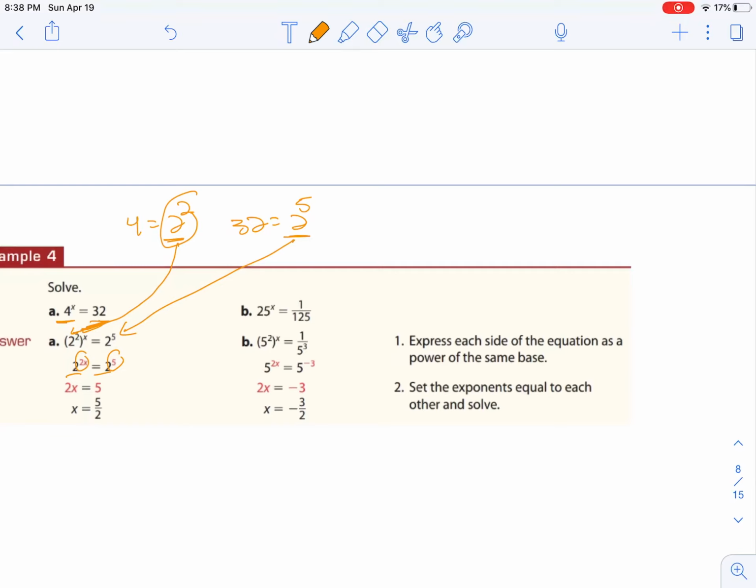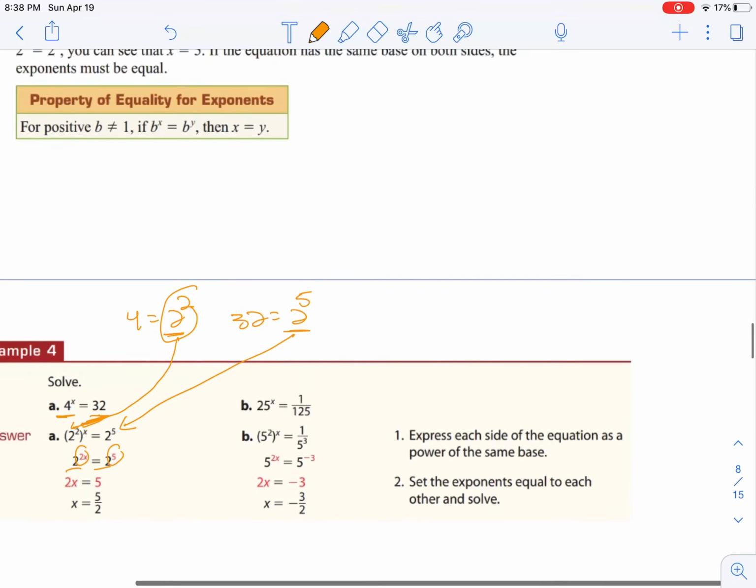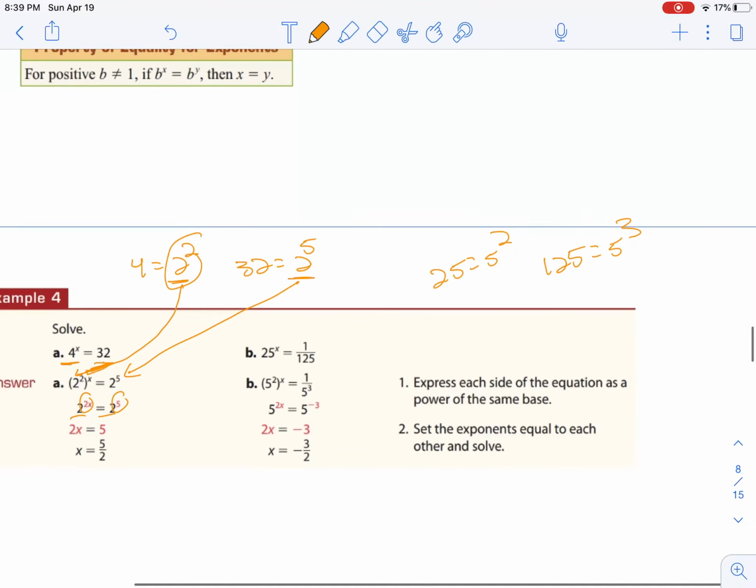So we have 25 to the x equals 125. I think you can recognize that 25 is 5 squared. 125 equals 5 to the 3rd power, right? So that's what they do. They put 5 squared in and 1 over 5 to the 3rd power. So 5 to the 2x makes sense.